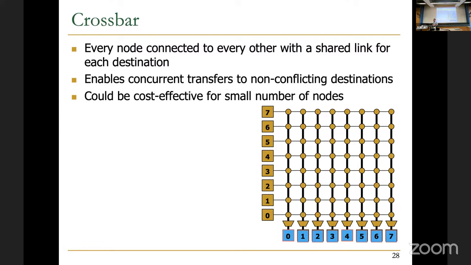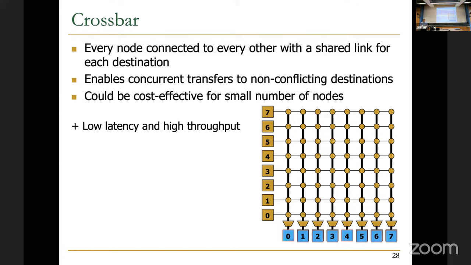So that's a good thing compared to a bus, and it could be cost effective for a small number of nodes. So it is a good trade-off between a bus and the point-to-point connection. More or less it is a good topology and has been used a lot in real devices to connect processors to cache banks and something like that.